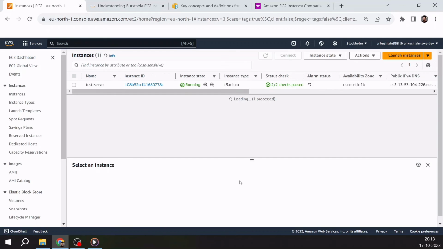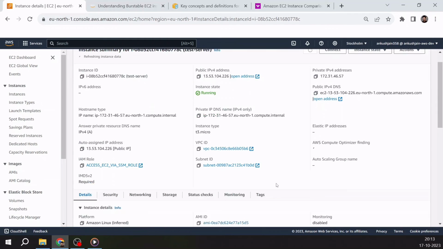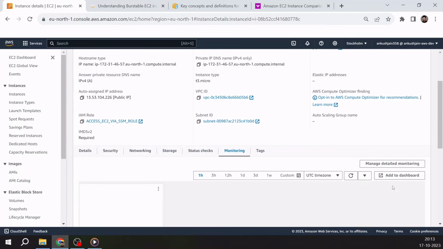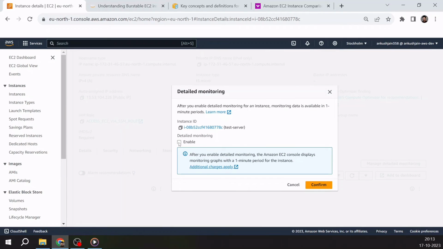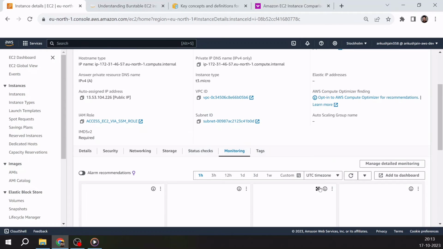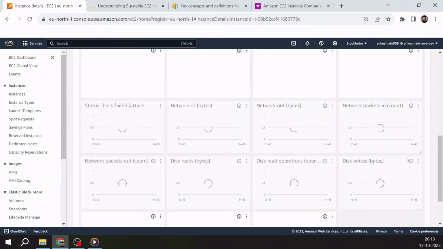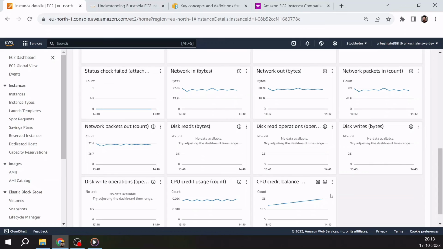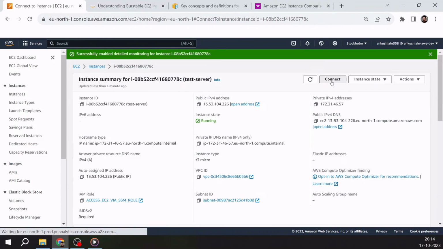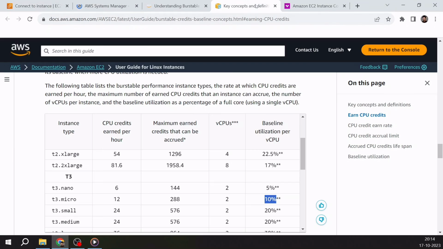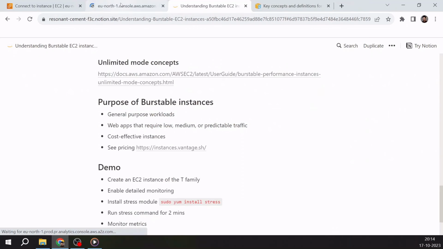Okay, give me 1 second. I am checking whether I have enabled detailed monitoring on this instance. I have not, so I have to enable it. By default, AWS sends these metrics every 5 minutes, but we want AWS to send them every 1 minute, so that we get a better diagram here, because we will run that operation only for 2 minutes. So I will connect with Session Manager.